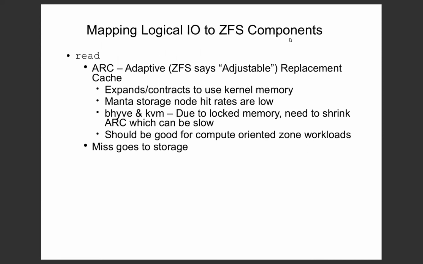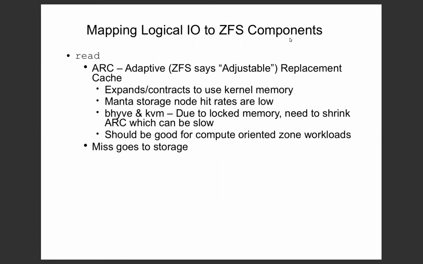So if we want to map that into what's happening in ZFS, a read kind of goes in, and what is ZFS doing to fulfill that? A key component on the read path in ZFS is what's called the ARC, which is a cache in the kernel that is used to try to fulfill the reads without them having to always go out to disk.